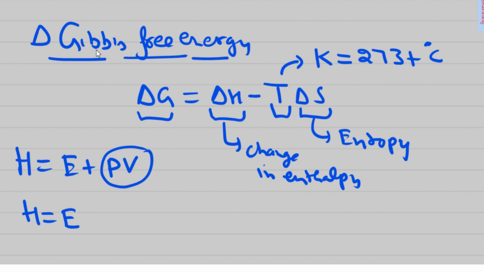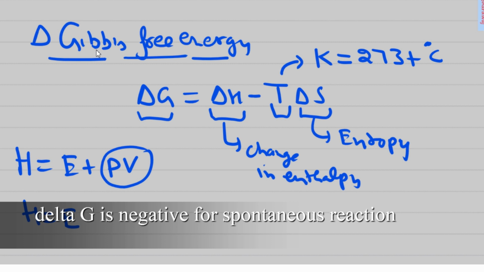Now try to see, I have told you one relation: if delta G is going to be negative, the reaction is going to release free energy. If delta G is going to be positive, the reaction is going to absorb free energy. Always remember, if a reaction is spontaneous, meaning it is going to happen naturally without the input of some external force, in those reactions the change in Gibbs free energy, delta G, is going to be negative.